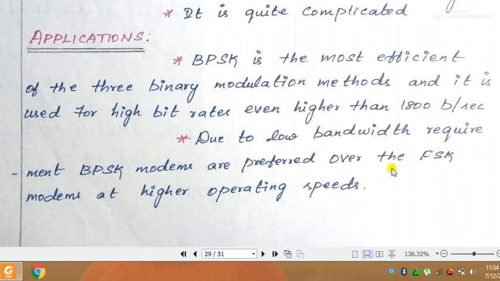Applications: BPSK is the most efficient of the three binary modulation methods, and it is used for high bit rates. Due to the lower bandwidth requirement, BPSK modems are preferred.